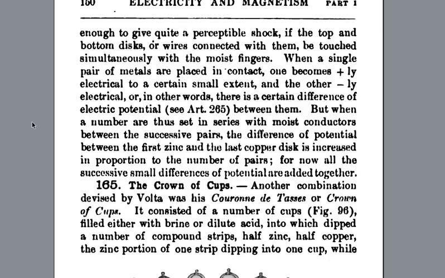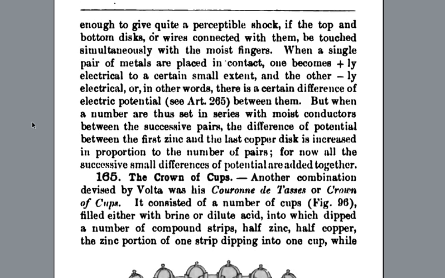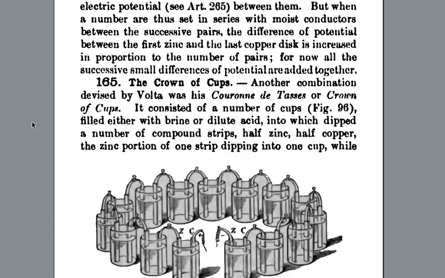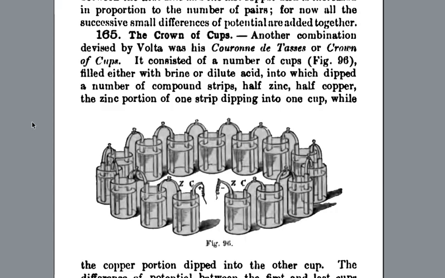But when multiple pairs are arranged in series with moist conductors in between, the difference of potential between the first zinc and the last copper disc increases in proportion to the number of pairs, as all the small differences of potential are added together. 165, the crown of cups.